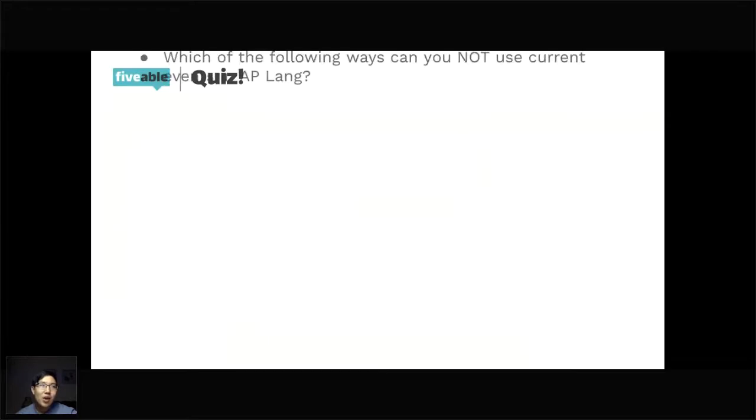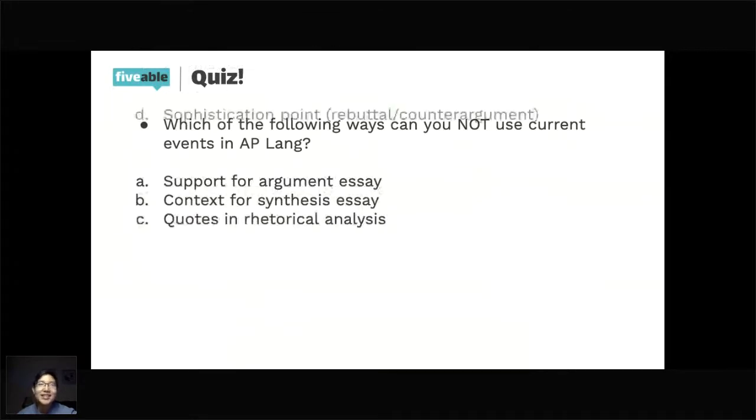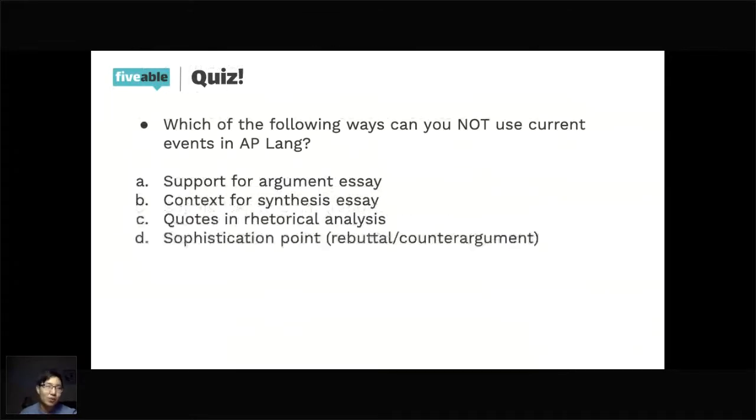Right, next question. Which of the following ways can you not use current events in AP Lang? A is support for the argument essay. B is context for the synthesis essay. C is quotes and rhetorical analysis. And D is the sophistication point, rebuttal/counter argument. I'll give you about 10 seconds again to leave your answer in the chat, and I'll let you know the right or wrong answer.